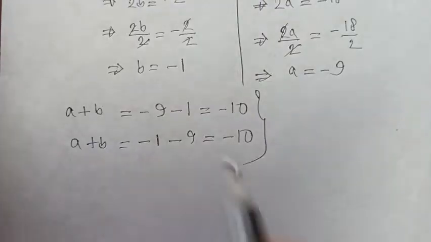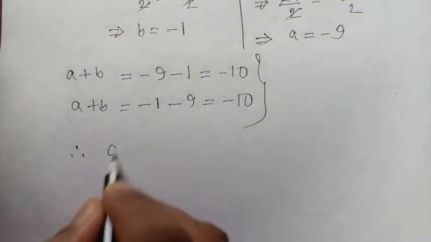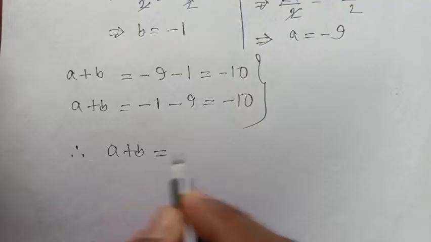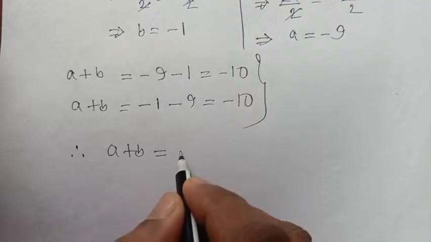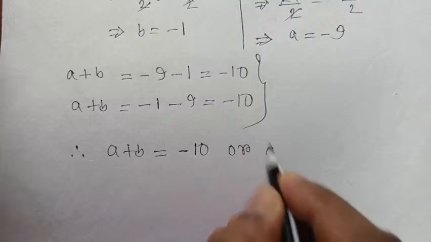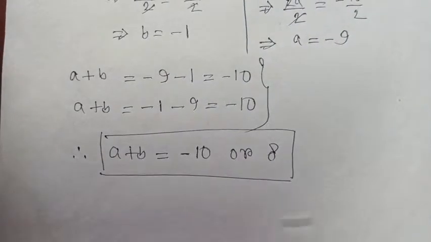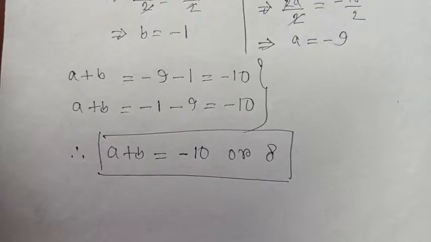So generally we can say that the value of a plus b should be either minus 10 or 8. That's it. So we have the values of a plus b equal to the positive integer 8 or minus 10.